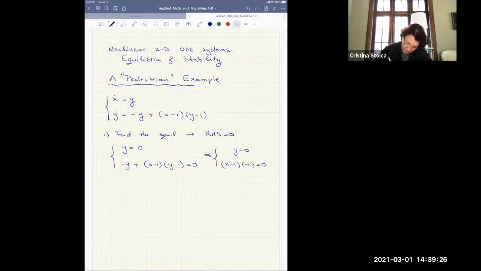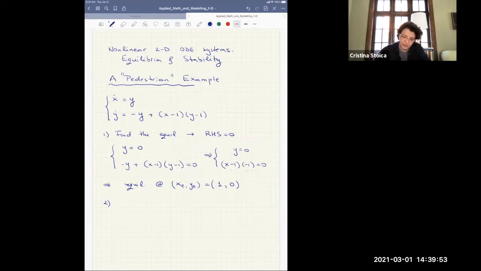In other words, we have the equilibrium, it's just one, at, let's say, x_e, y_e equals x is 1 and y is 0. So obviously the second equation here has the solution x equals 1.